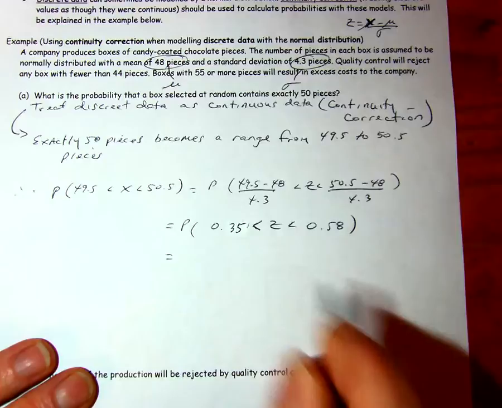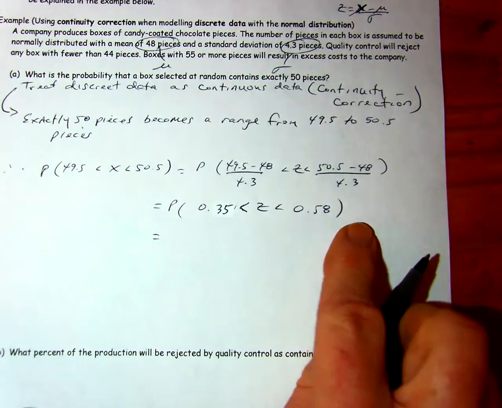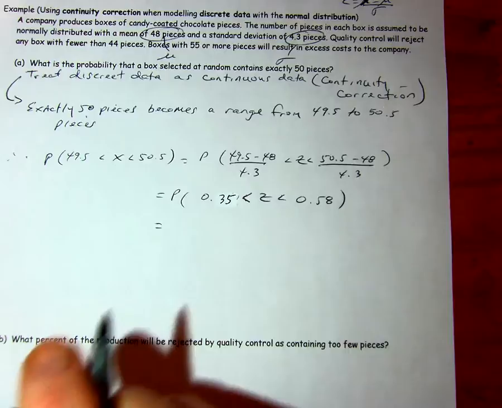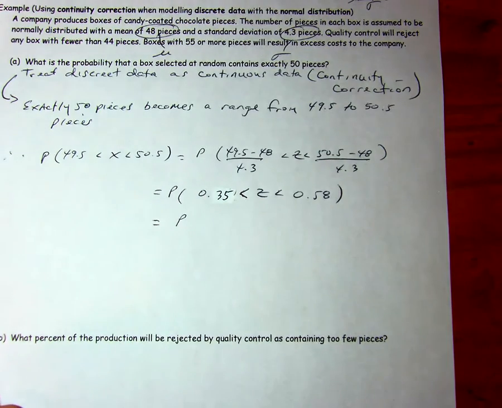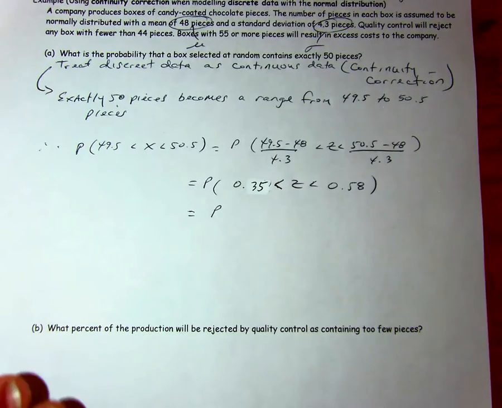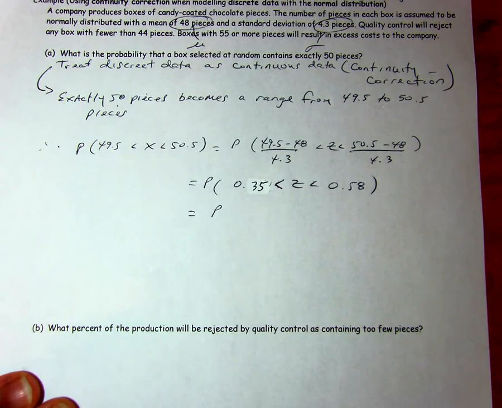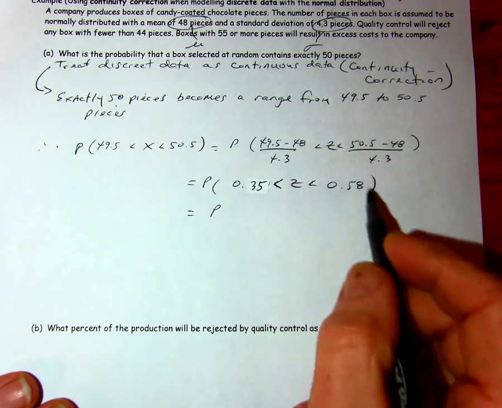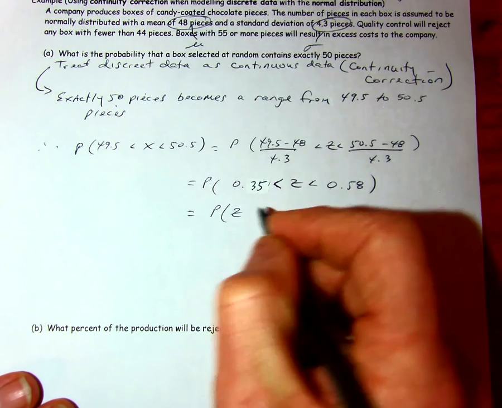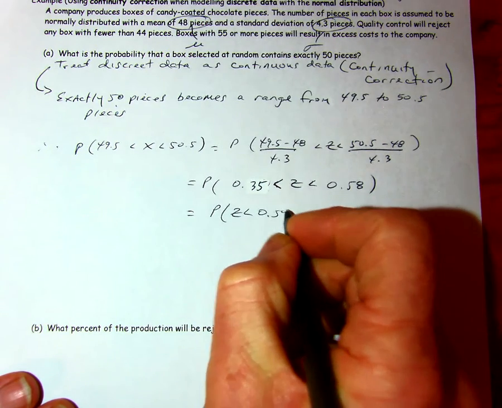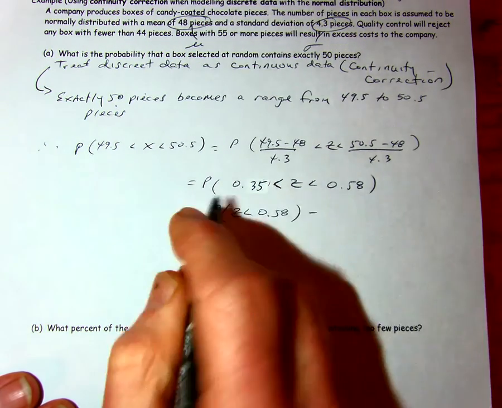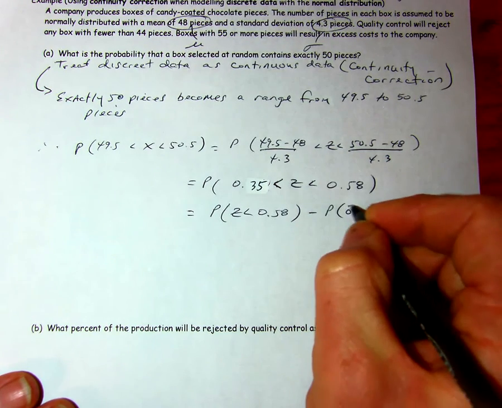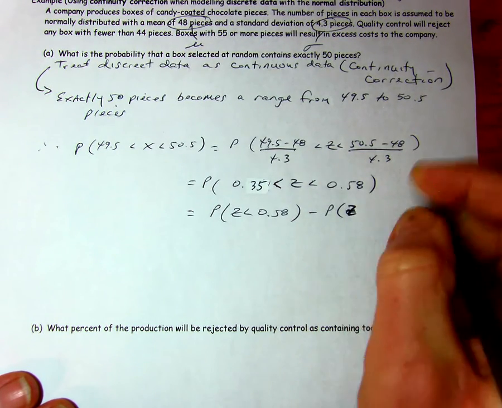But how do you handle a range? How do you use the z-scores? How do I get the range between 2 values? Well, you find the probability of the top one, and then you subtract the probability of being below 0.35. You guys did this in the 8.2 homework.